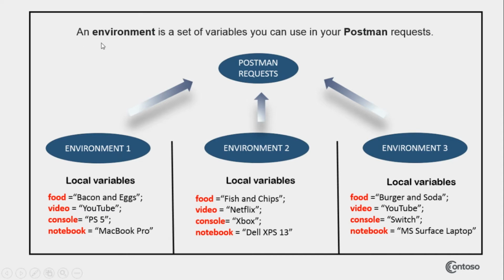So again, an environment is a set of variables. You can check it here, local variables in each environment, right? You can use them in your Postman requests. You're going to use the values of these variables in your requests here, right? So that said, let's put our hands on and understand how Postman uses the environment.